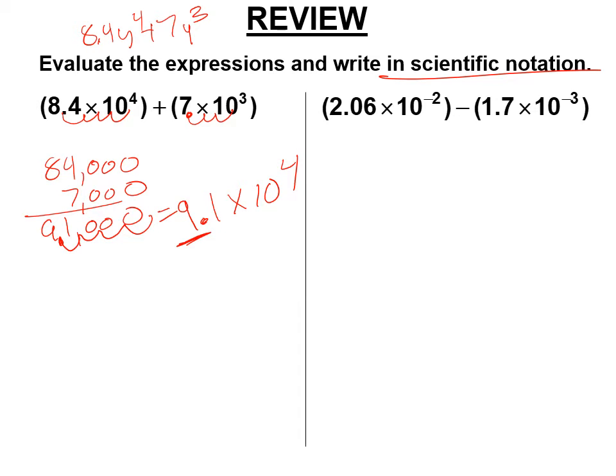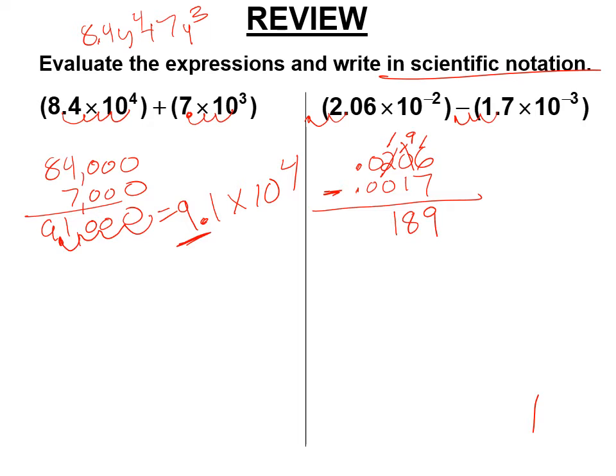All right, here's subtraction. Same idea. These are not like terms. So I'm going to make them regular numbers. I'm going to move this twice, 1, 2. That's 0.0206. And I'm going to subtract, move this 3 times, 1, 2, 3, 2 zeros, 0.0017. I'm going to subtract these. I have a little borrowing to do here, or regrouping. That 2 becomes a 1, that becomes a 10, cross it out, becomes a 9, that becomes a 16. 16 minus 7, 9. 9 minus 1, 8, 1, 0, and you get 0.0189.